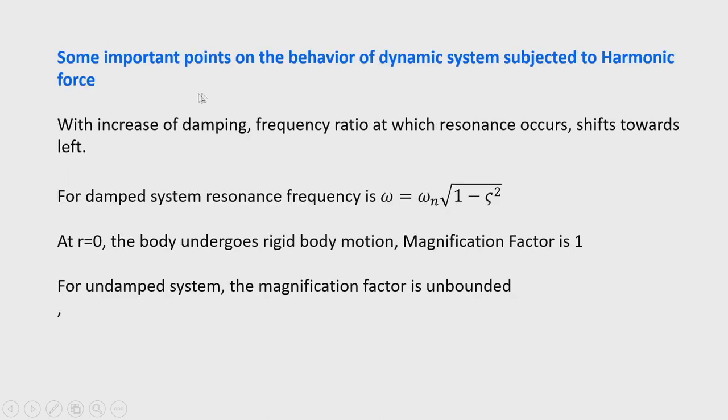Some important points on the behavior of the dynamic system subjected to harmonic force. With increase of damping, the frequency ratio at which resonance occurs shifts towards left. For a damped system, the resonance frequency is omega n root over 1 minus xi square. At r equal to 0, the body undergoes rigid body motion, and the magnification factor is 1. For an undamped system, the magnification factor is unbounded.